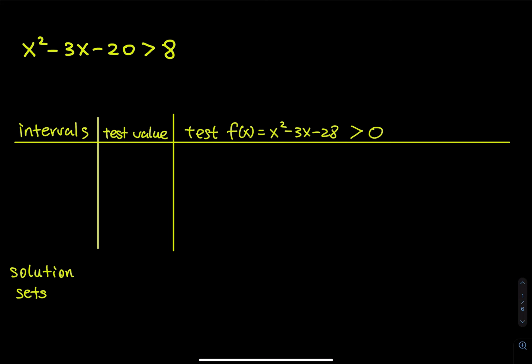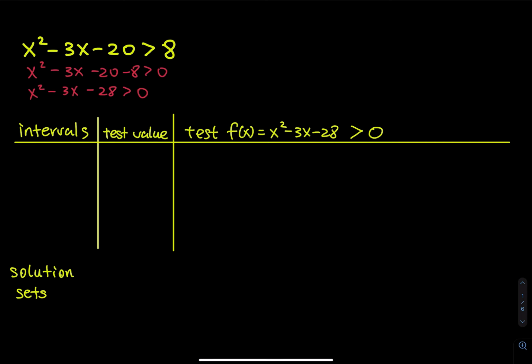Solving a nonlinear inequality: x squared minus 3x minus 20 is greater than 8. First of all, we want to have all the terms on one side and have a 0 on the other side. So we do x squared minus 3x minus 20 and then minus 8, make that greater than 0. So we have x squared minus 3x minus 28 greater than 0. Now we have all the terms on one side and a 0 on the other side.